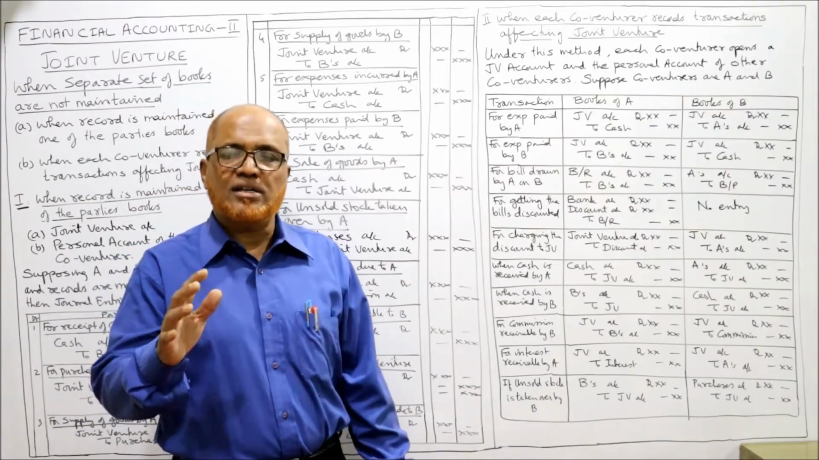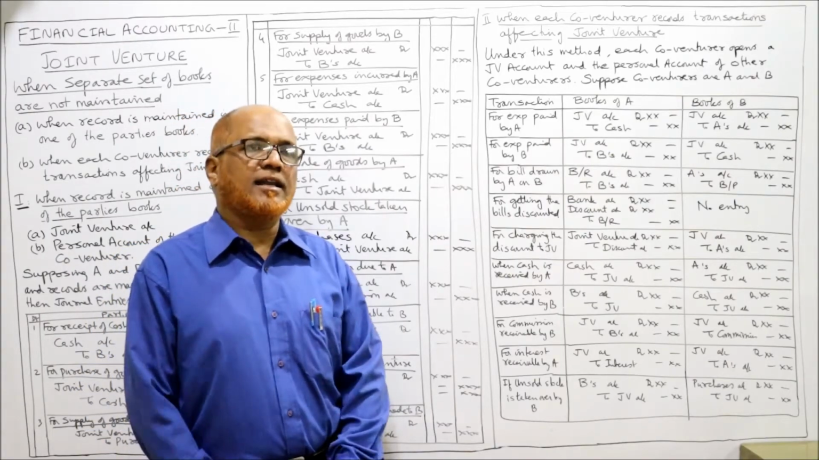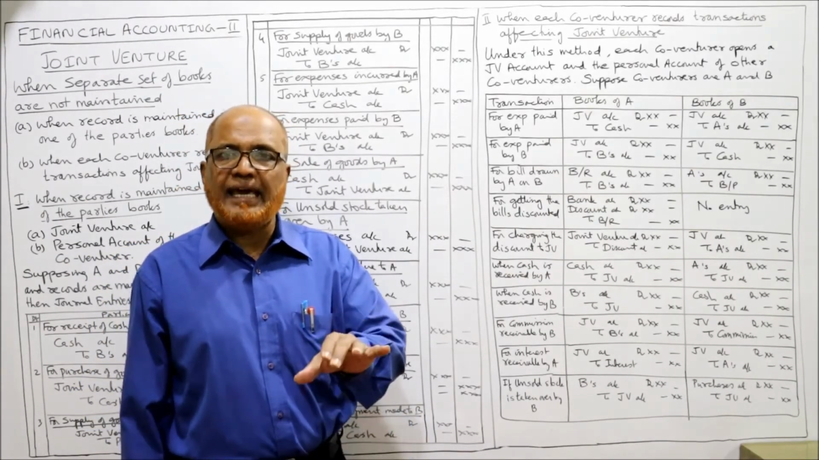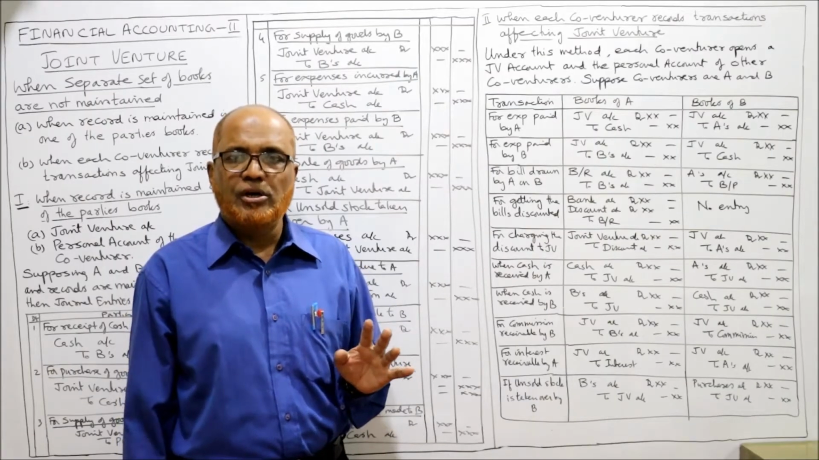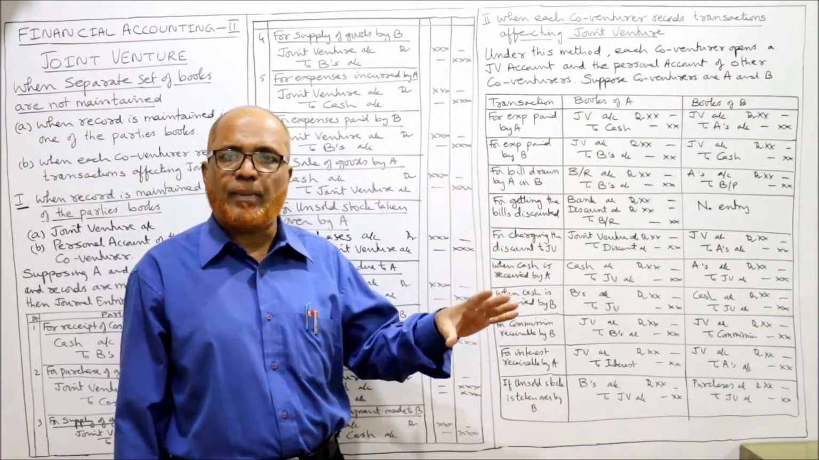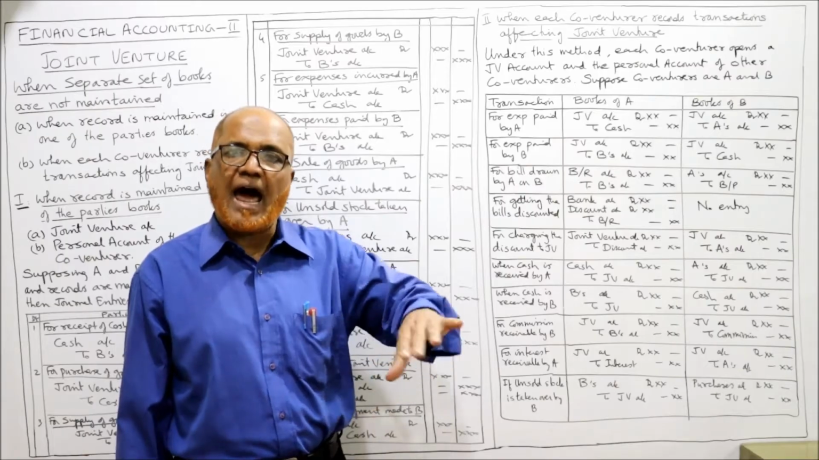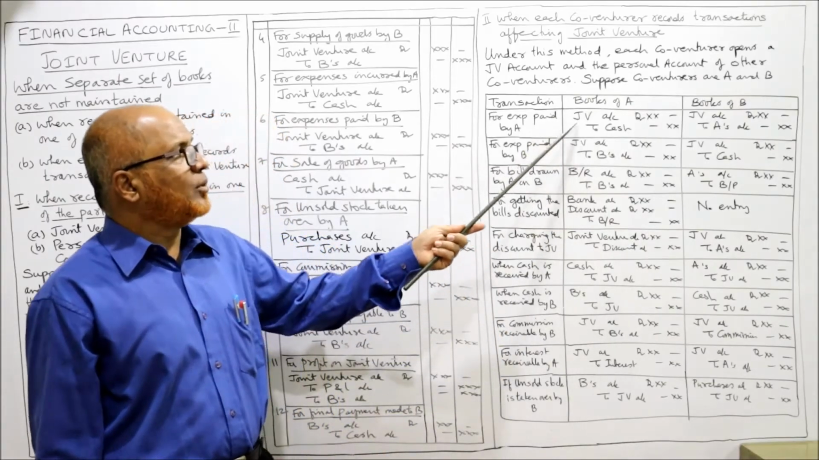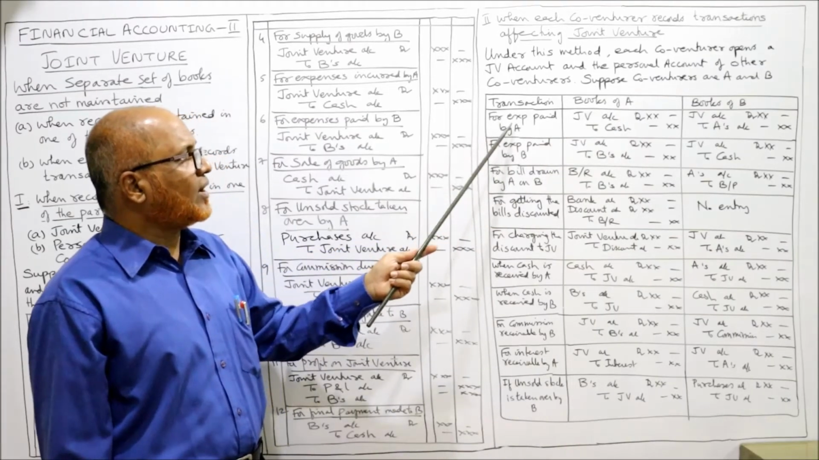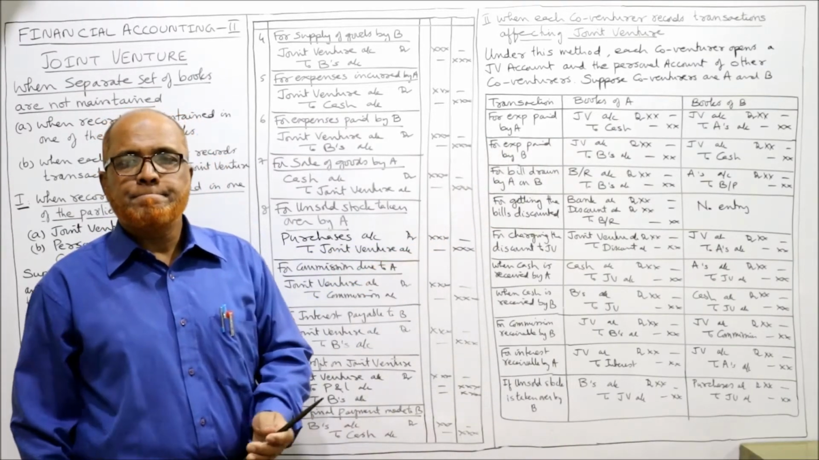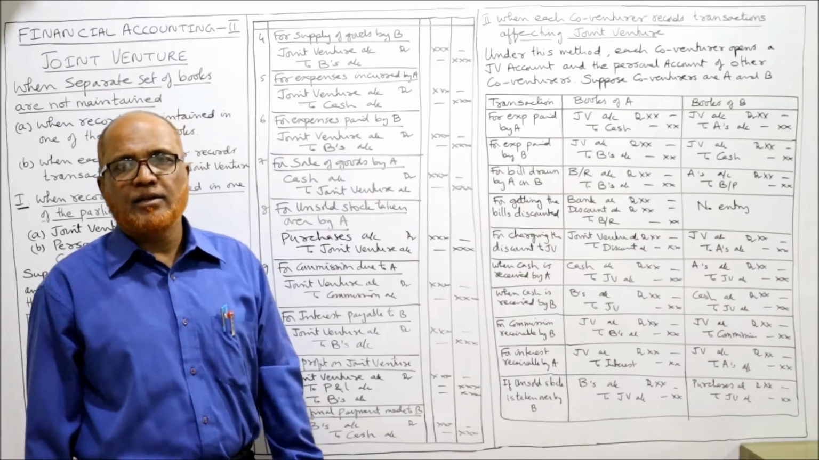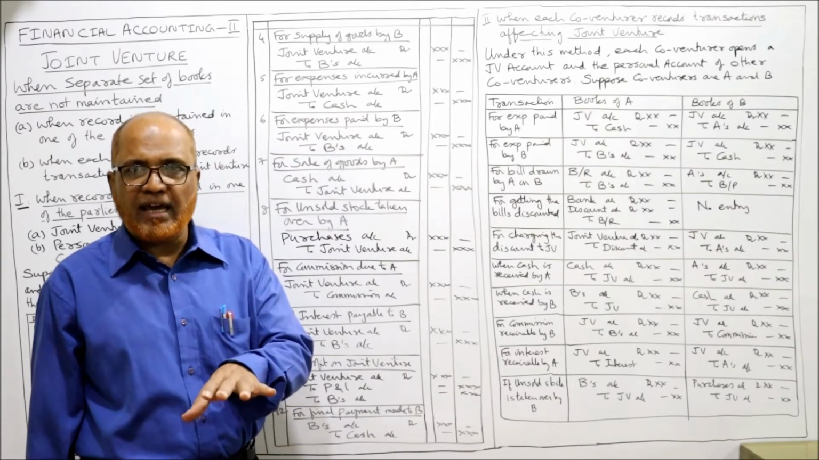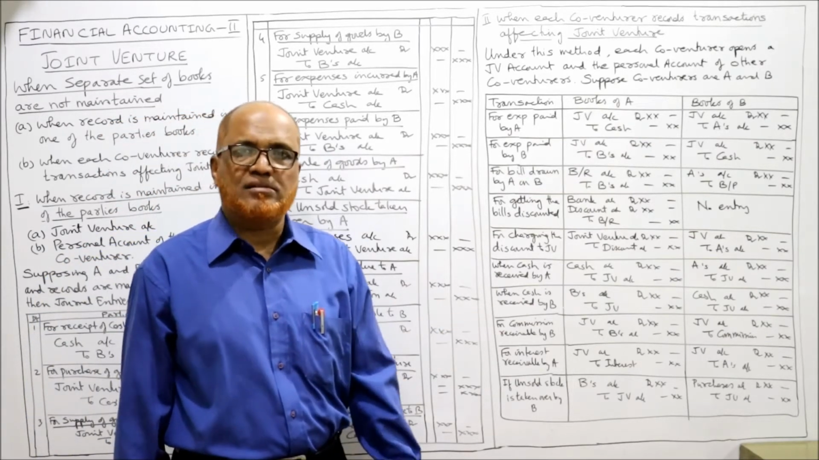Suppose, to make you understand better, I'll take another example. Suppose two parties A and B, both are co-venturers. What are the different entries which are passed in the books of A and in the books of B? Now we will take the example. Suppose A and B, books of A, books of B. Transaction for expenses paid by A. Expenses paid by A. So what is the entry in the books of A and what is the entry in the books of B? Separately.